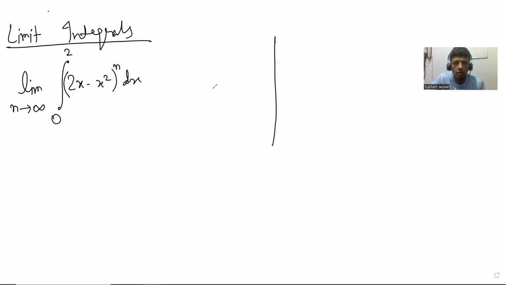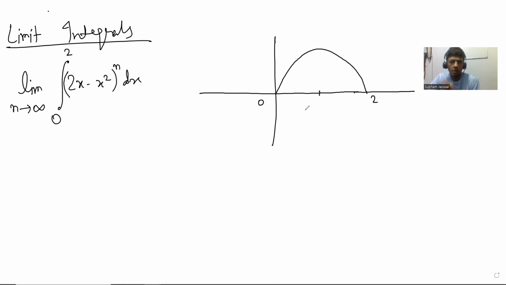So, okay, first of all, how does this 2x minus x square look like? Yeah, like this. And that's right. We are concerned with this portion between 0 and 2. And what is the maximum value?